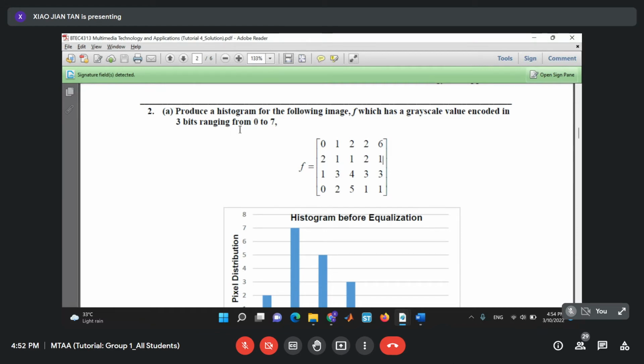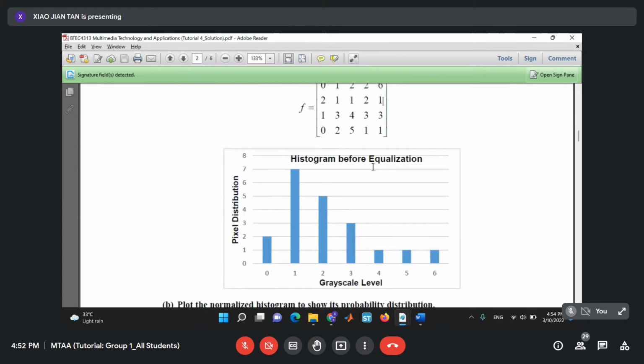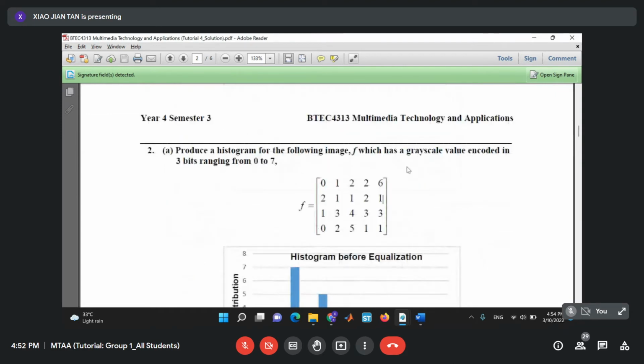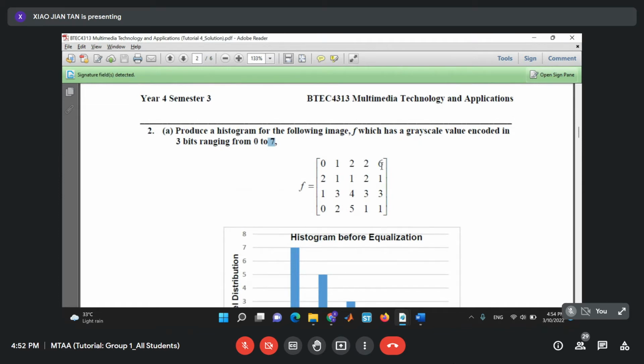Please focus. Produce a histogram for the following image F, which has a grayscale value encoded in 3 bits, ranging from 0 to 7. But I think I made a mistake here. It should be 0 to 6, because the max value here is 6 only.